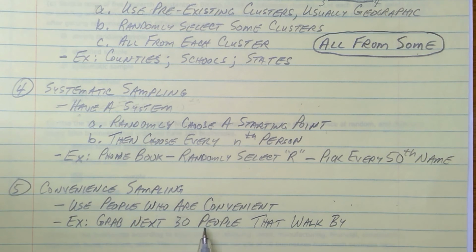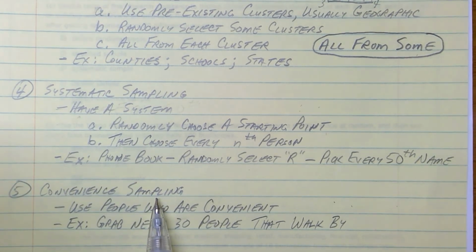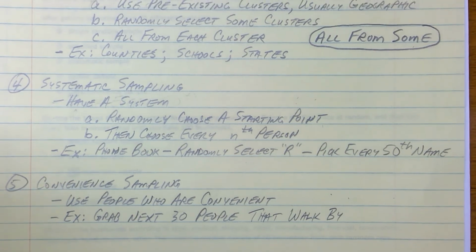So if I'm just asking 18, 19, and 20-year-olds, well, that's not really a good sample. It doesn't represent my population of people that can vote. So convenience sampling often grabs a group who are convenient, but not a good sample for your population. So not a great sampling method. But that's it for today. There's your 5 sampling methods.